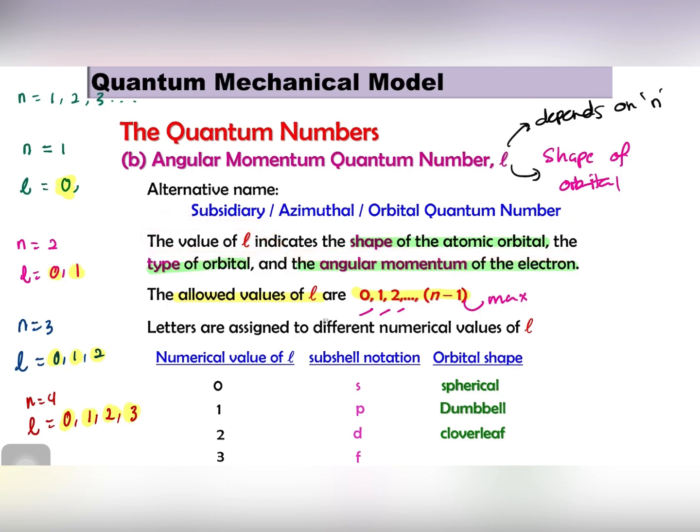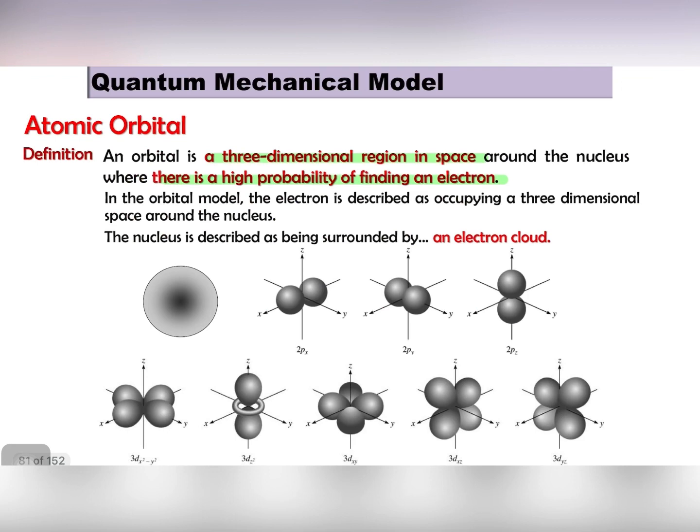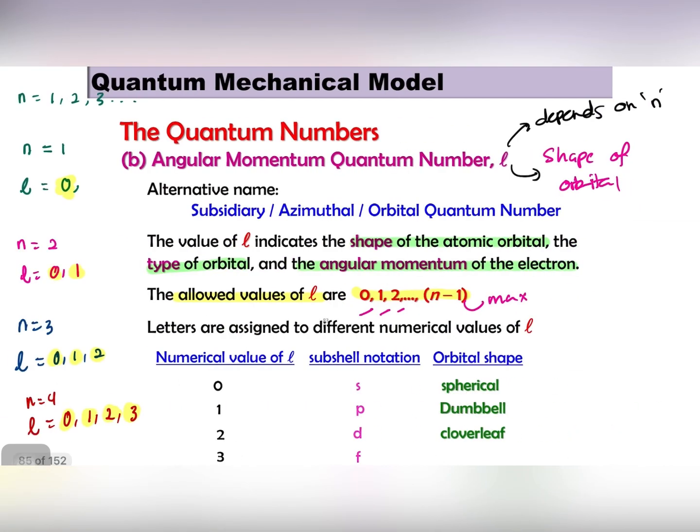And if you refer to this slide, the earliest slide, which is this one, you can see this is a sphere shape, this is a dumbbell shape, and this is a clover leaf shape, with 4 petals. So how do we determine all these different shapes by referring to this angular momentum quantum number or L? Let's have a look here.